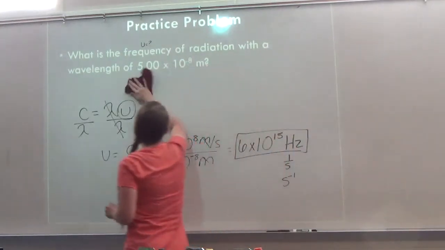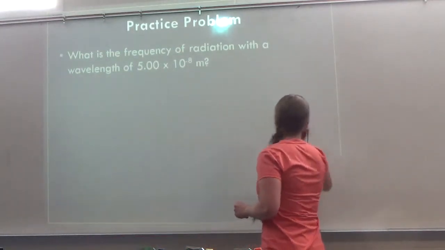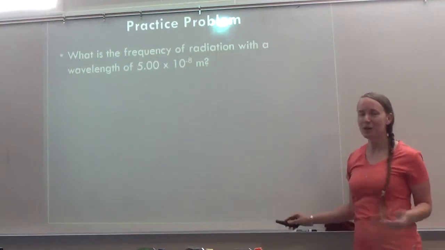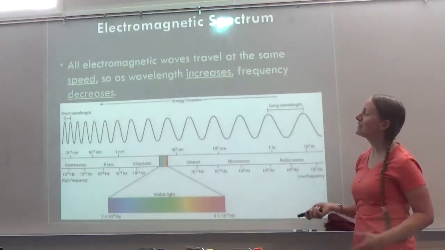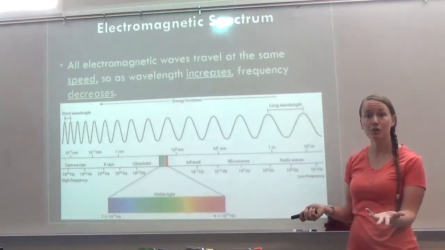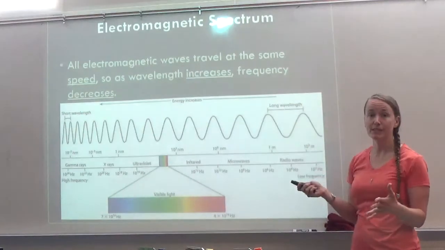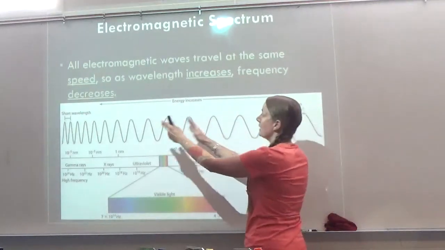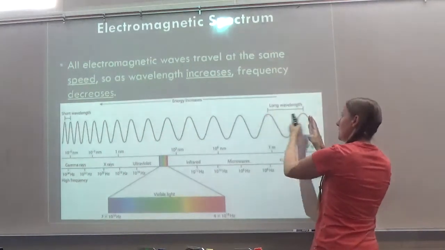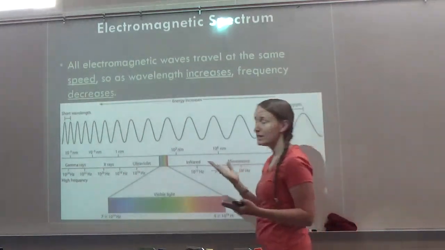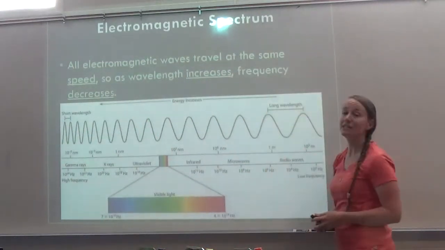All right, so let's move on and talk a little bit about why are we even talking about waves in this chapter, and what does this have to do with that awesome electron configuration we just learned. All right, so all electromagnetic waves travel at the same speed, which of course in a vacuum is 3 times 10 to the 8 meters per second. So as wavelength increases, frequency decreases. So if all of these different waves are traveling at the same speed, these have a long wavelength, so not as many will pass in a given point. So short wavelength means high frequency, long wavelength means low frequency.